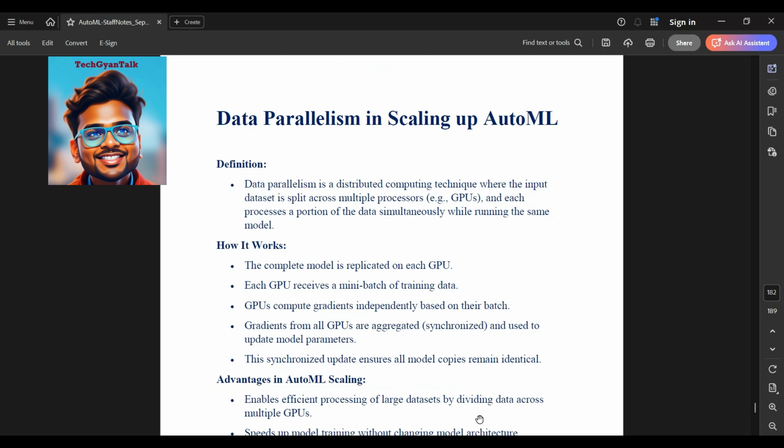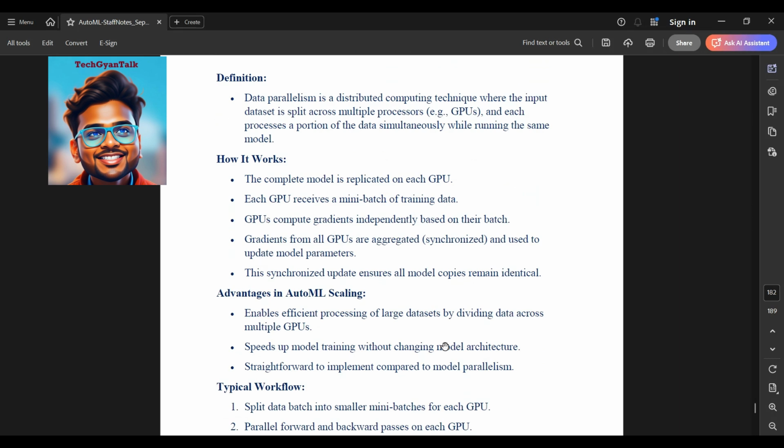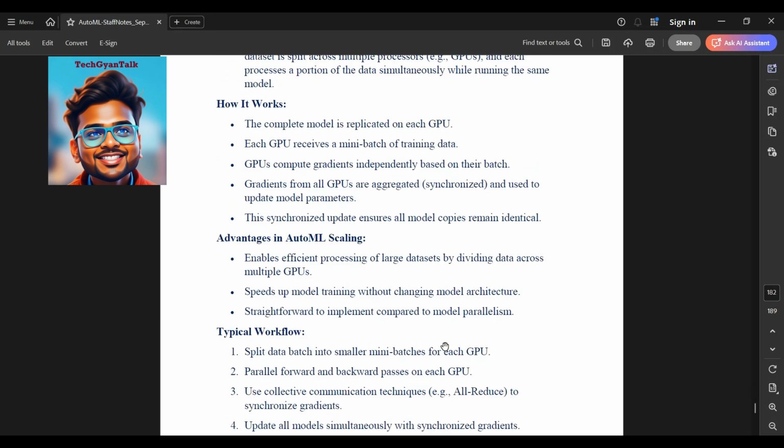The complete model is replicated on each GPU. Each GPU receives a mini batch of training data. GPUs compute gradients independently based on their batch, and gradients from all GPUs are aggregated, synchronized, and used to update model parameters. This synchronized update ensures all model copies remain identical. That is very important. The advantages in AutoML scaling are that it enables efficient processing of large datasets by dividing data across multiple GPUs, and speeds up model training without changing the model architecture. It is straightforward to implement compared to model parallelism.